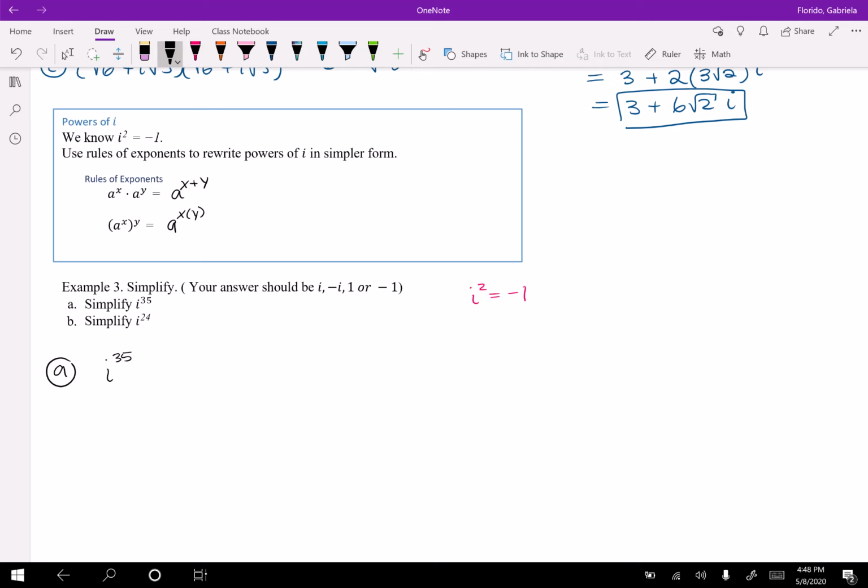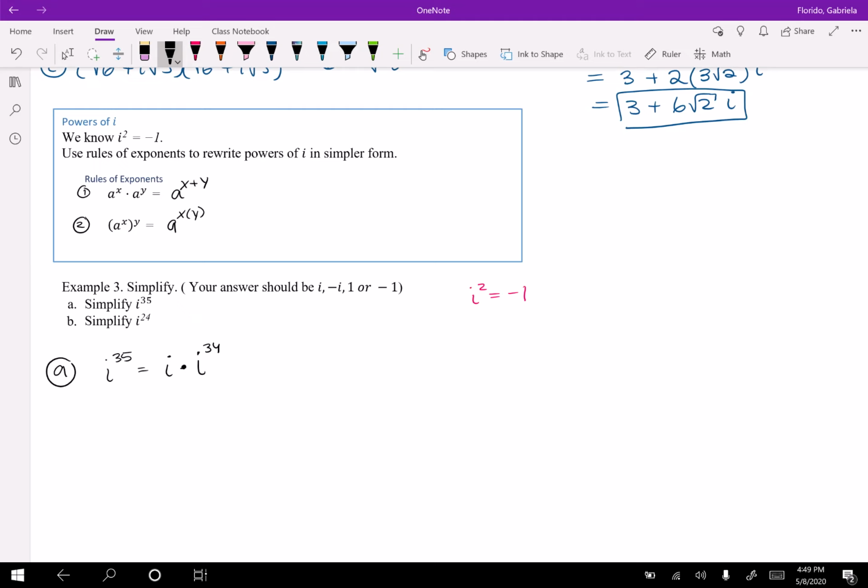So here we could use rule number 1 or rule number 2. Let's see what we can use. I could split i to the 35th power as i times i to the 34th power. I could do that because the base is the same, the base is i here, so I can sum up the powers. I would get back i to the 35th power. But I'm still left with i to the 34th power.